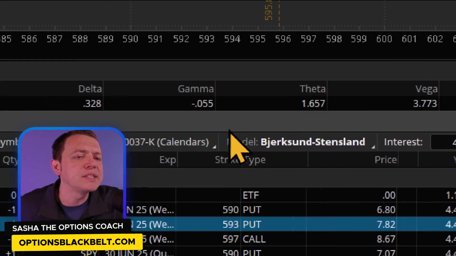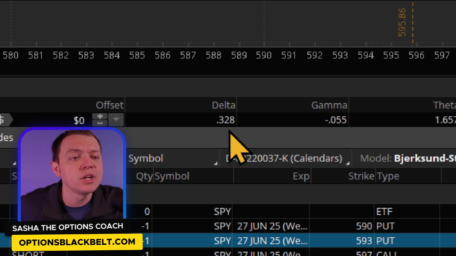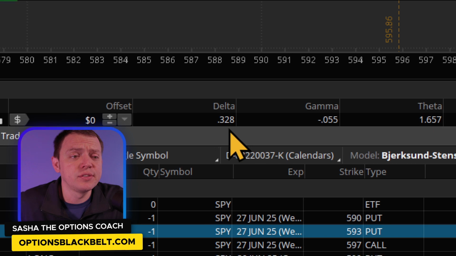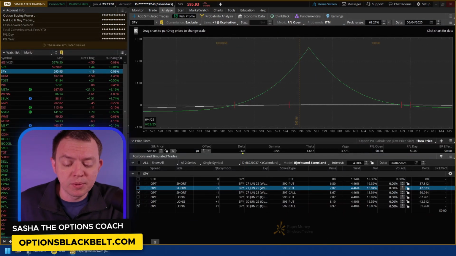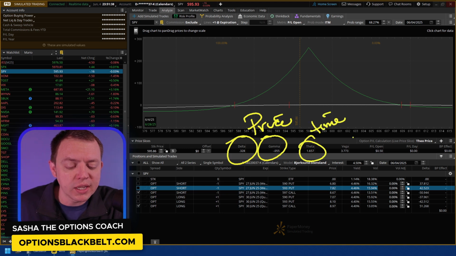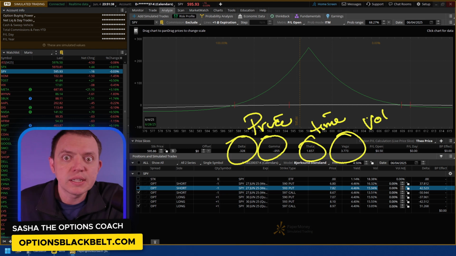So the Greeks here are your money makers. They are also your risks. Because they are your risks, they also make you money. So you have to pay attention to them from the sense of, what's my risk? What's my problem? This right here is your price risk, this is your time risk, and this is volatility risk. Now, each one has a risk and a benefit.